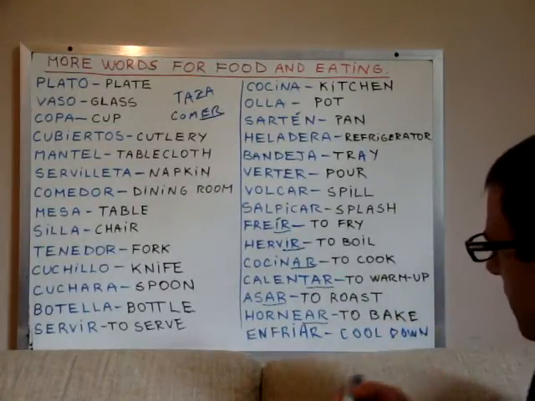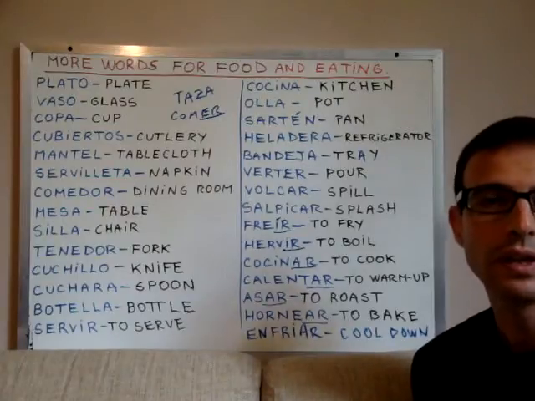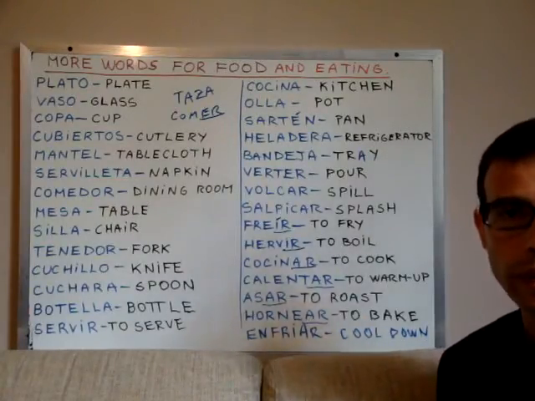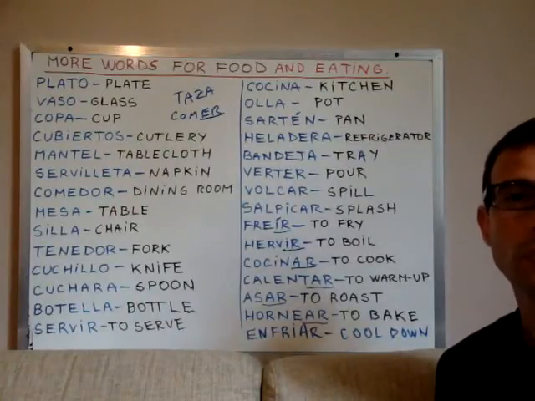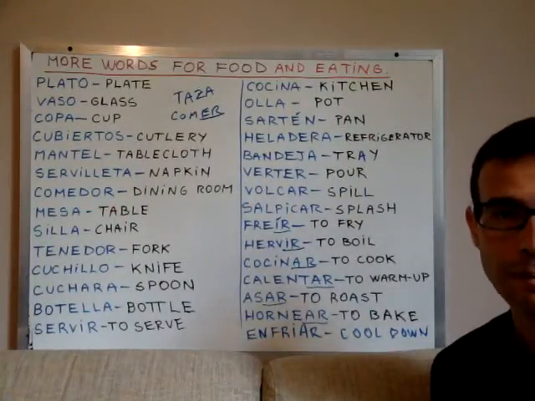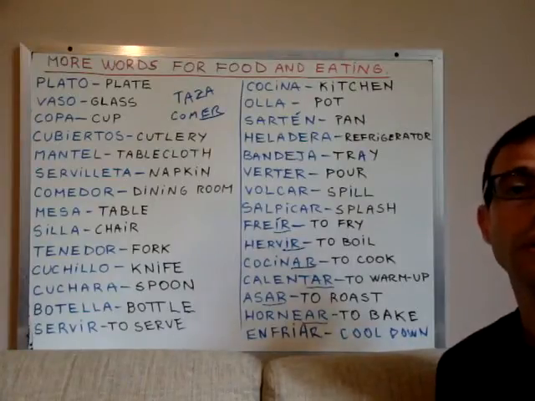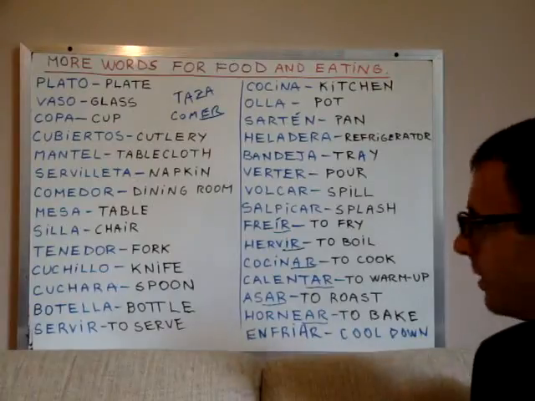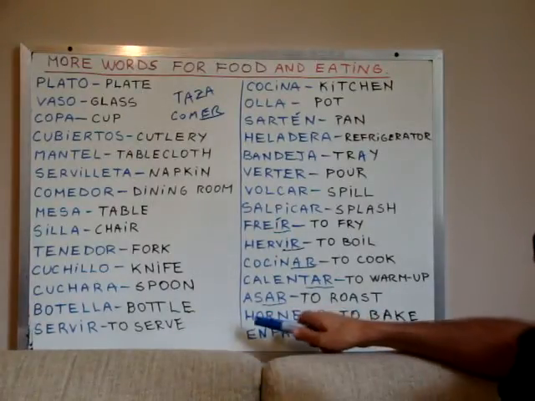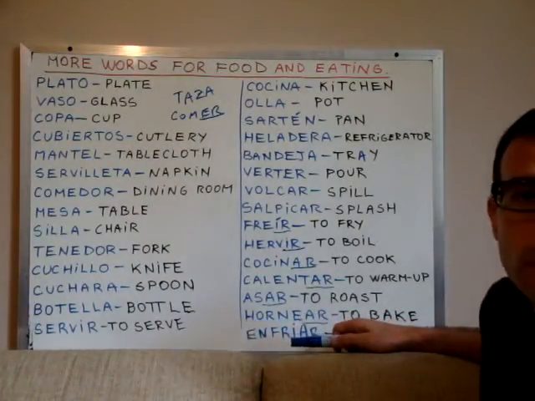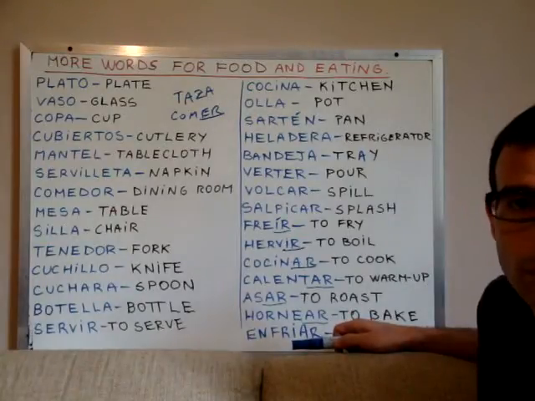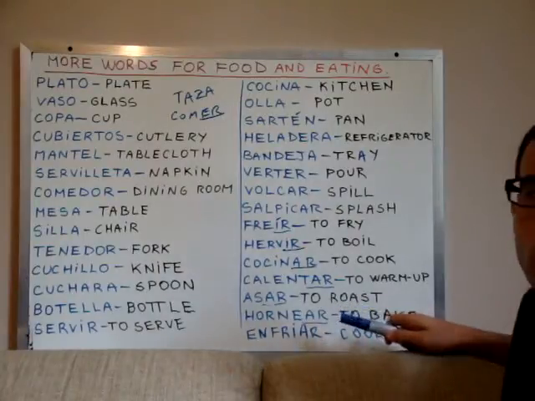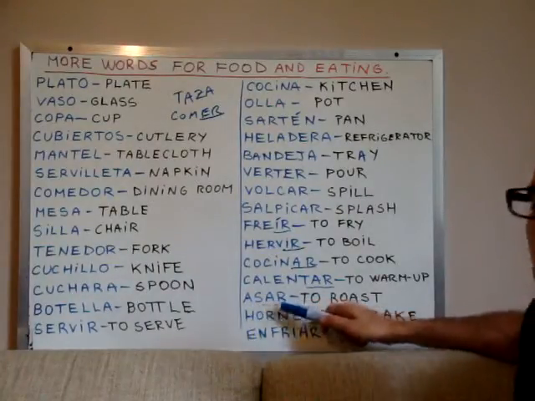So we will say, eat your food quickly or it will cool down. Come tu comida rápidamente, o se va a enfriar. Enfriar, to cool down, okay? So, hornear, we bake a bread. Horneamos un pan. Asar, we roast some meat. Asamos carne.